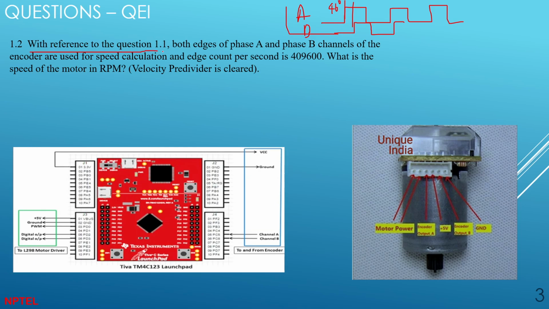So with reference to question 1.1, both phase A and phase B channels of the encoder are used for speed calculation, and the edge count per second is given to you. So here, edge count per second is given, and what is the speed of the motor in RPM? Okay, so we need to first understand what this edge count per second is.